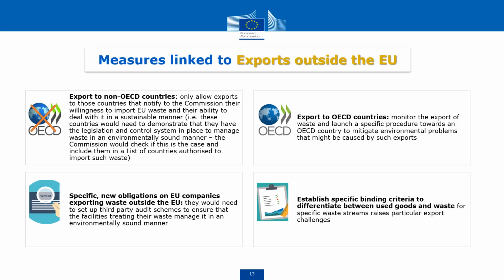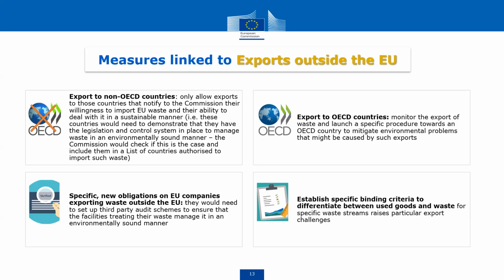A very well-known example is Turkey, which is at the moment one of the top destinations, if not the top destination, for exported waste outside the European Union. So what we propose is some kind of a safeguard mechanism where we in the future can launch a specific procedure to get in a dialogue with that country or with a given OECD country to see how things can be improved without immediately banning all exports of the waste.